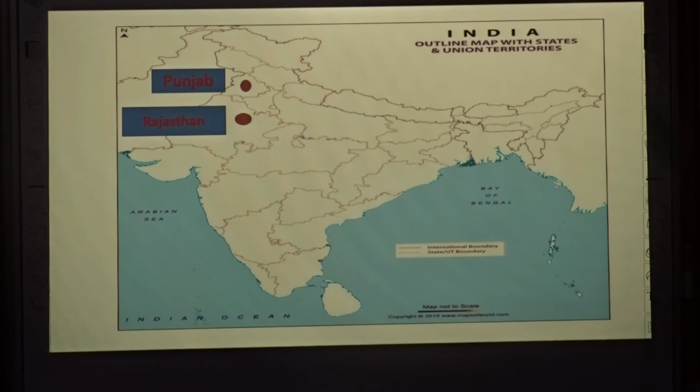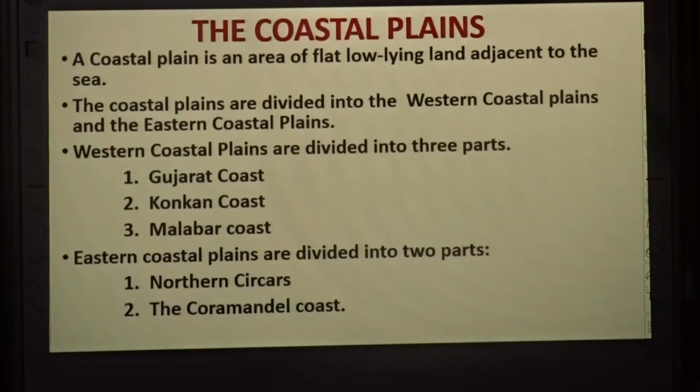Now that's all about your fifth chapter. Now we are moving to the sixth chapter, the coastal plains and the islands. What is a coastal plain? A coastal plain is an area of flat, low-lying land adjacent to the sea. So the area near the sea is called the coastal plain, which is a flat land.